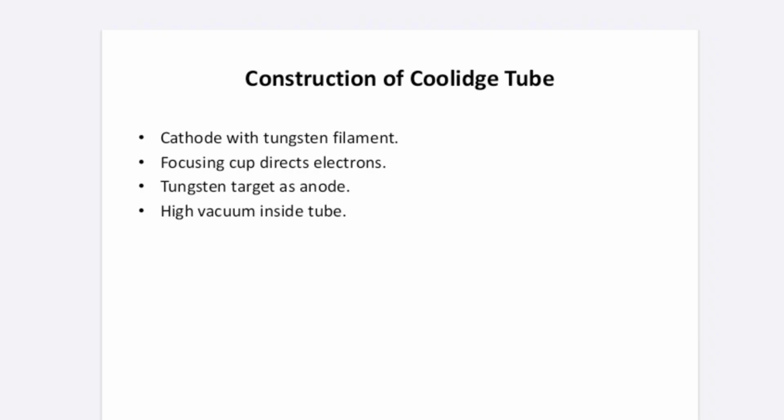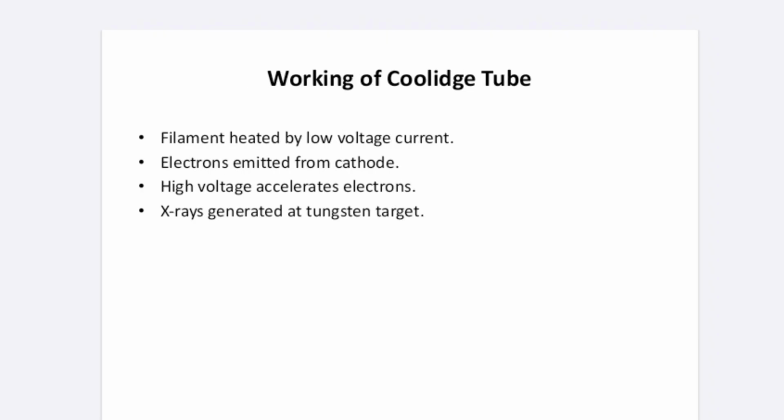So next is about the construction of a Coolidge tube. How is a Coolidge tube constructed? It consists of a glass envelope with the cathode as a tungsten filament, and there is a focusing cup that directs the electrons, and tungsten also acts as the target. A high vacuum is present within the tube.